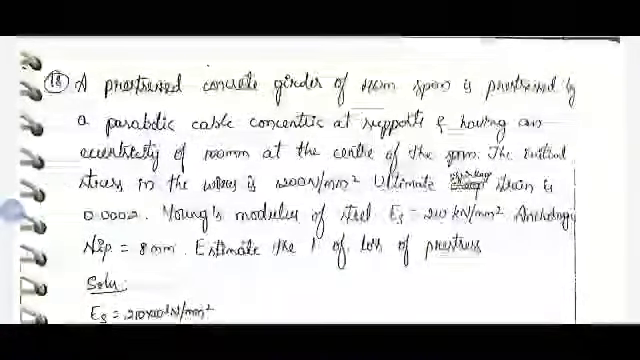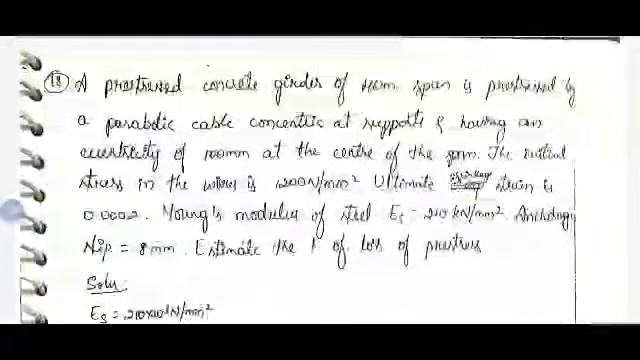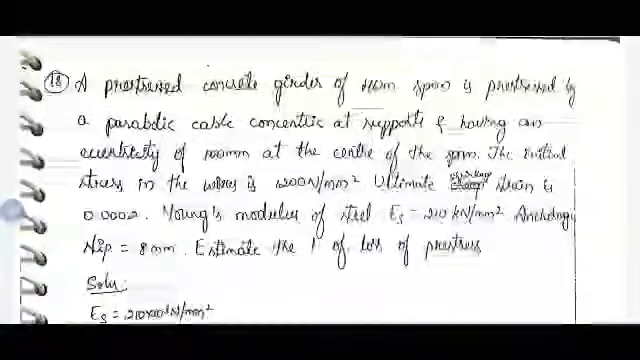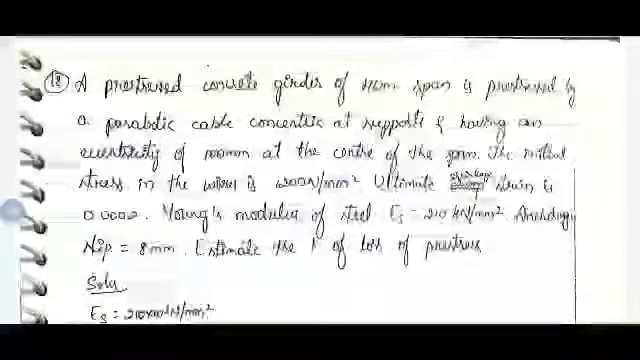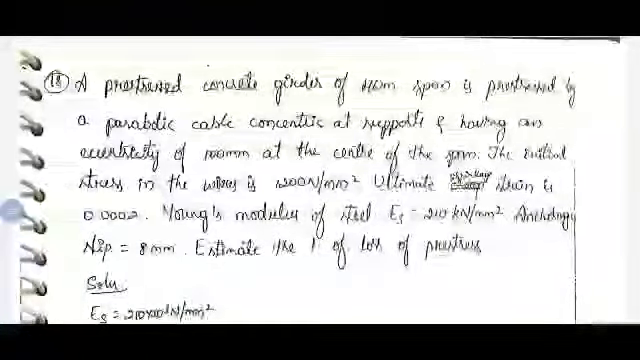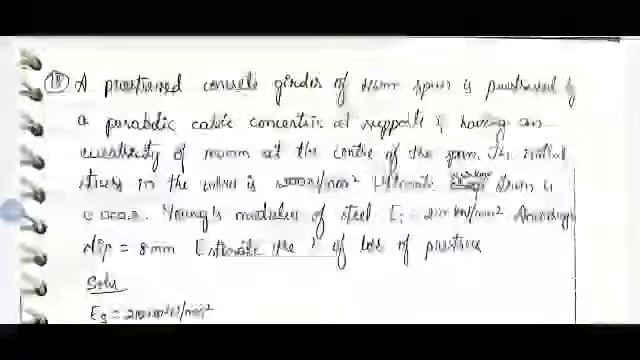See, in this question, you need to analyze what are the data given first. So, span is given, okay. Then it is a parabolic profile, okay. Then eccentricity is 100 mm. Then initial stress in wires is 1200 Newton per mm square. Ultimate shrinkage strain is 0.0002. Young's modulus is given. Anchorage slip is given.